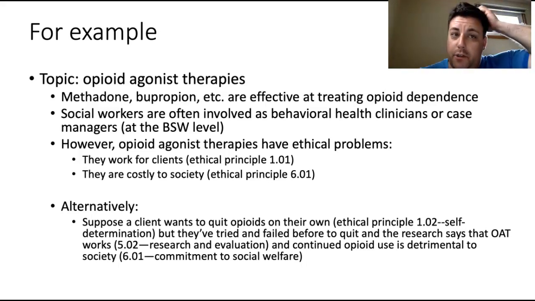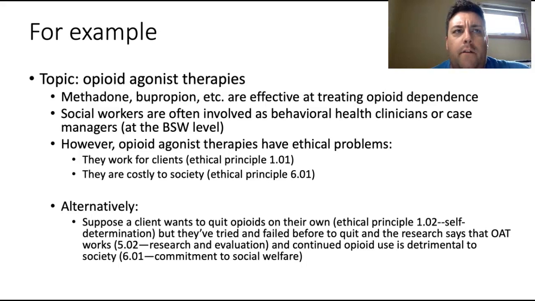It is something about which you should be passionate, or maybe someplace where you see yourself working in the future, where you aspire to work. What I've done here on this slide is just provide a brief example of something you could write about for this paper. So the topic might be opioid agonist therapies. So an opioid agonist is something like methadone or buprenorphine.